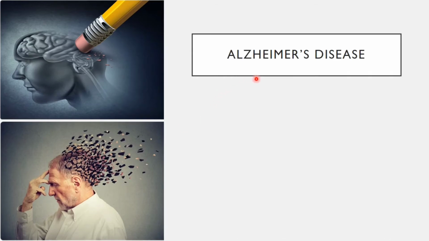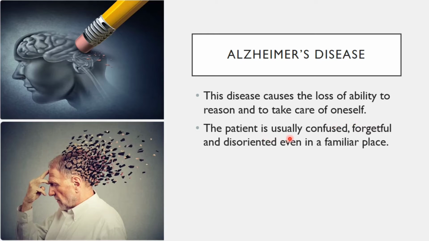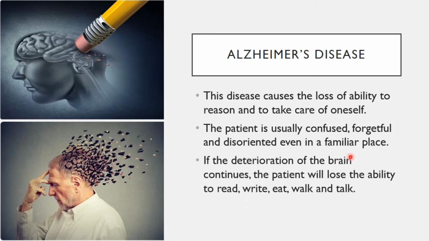Alzheimer's disease is caused by the degeneration of neurons in the brain due to aging. This disease causes the loss of ability to reason and to take care of oneself. This patient is usually confused, forgetful, and disoriented, even in a familiar place. In other words, this person suffers from intellectual impairment, memory loss, and disorientation. If the deterioration of the brain continues, the patient will lose the ability to read, write, eat, walk, and talk.